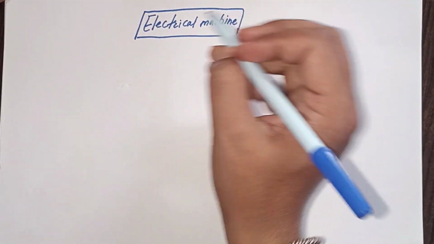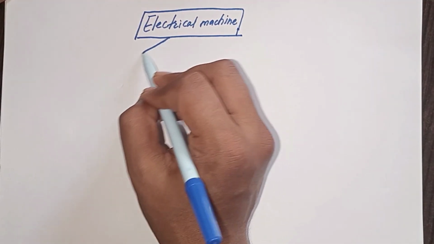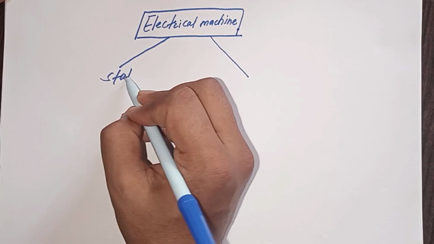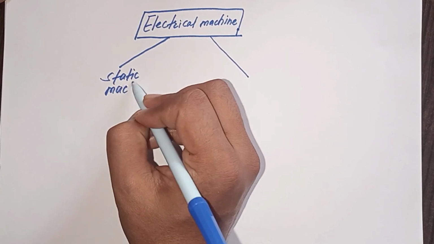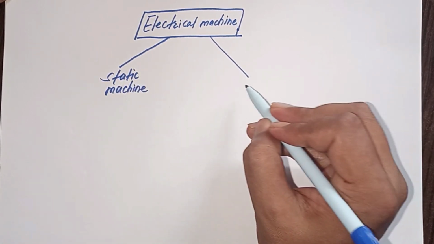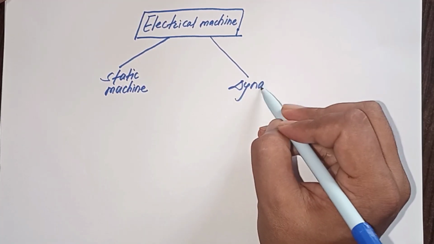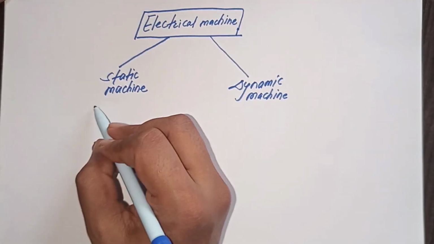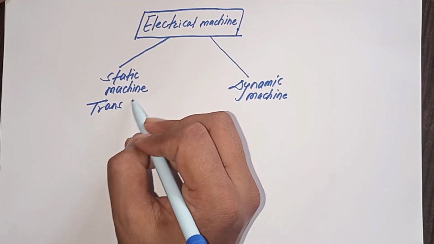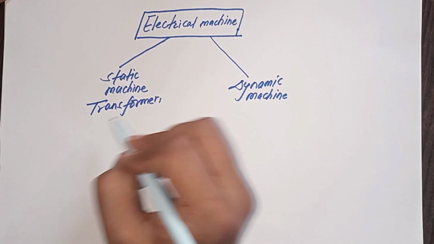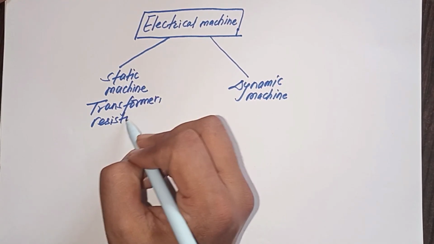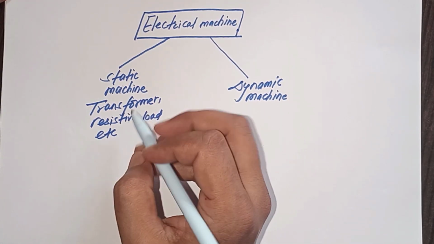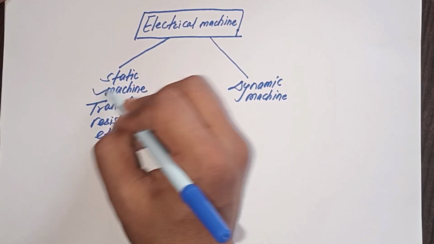Electrical machine can be classified into two categories. First is static machine and second is dynamic machine. Transformer, resistive load, etc. come under the category of static machine.